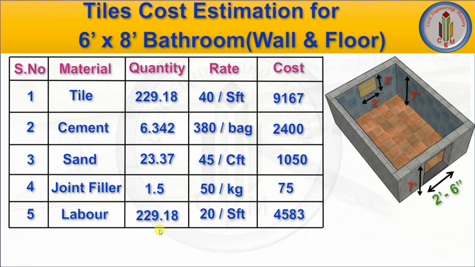Square feet is 229.18. I took it as 20 rupees per square foot. This also may vary because of the place where you are doing the work, there you may get even cheaper labor or even costlier labor. So according to that, this price may vary. So I'm getting the cost as 4,583. By adding all these, I'm getting total cost as 17,275 rupees to place the tiles for a 6 by 8 bathroom.